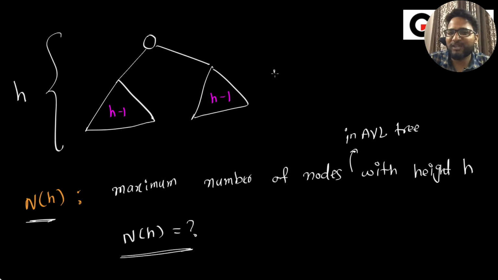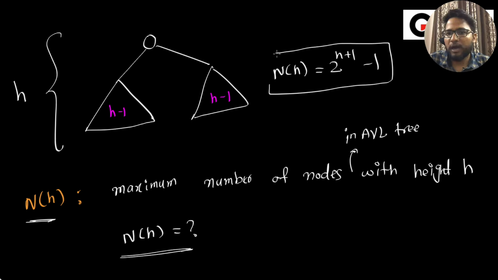If you can recall from our previous discussion, N_h is actually this, right? I know the answer, but still I'm interested in finding out this N_h in some other way. So this is the second way. I hope the setup is clear. I want to find out the maximum number of nodes, let me call it N_h, the maximum number of nodes with height h. And my tree will look like this.